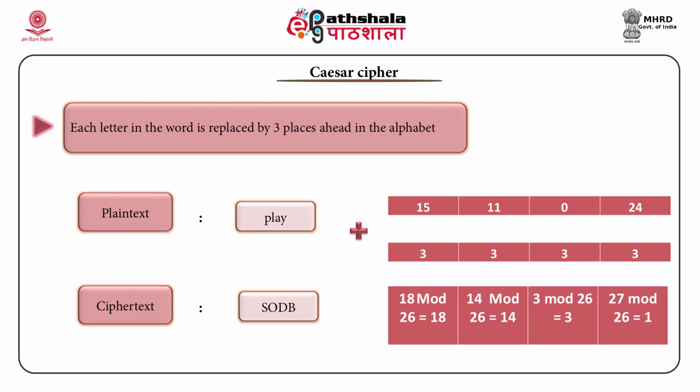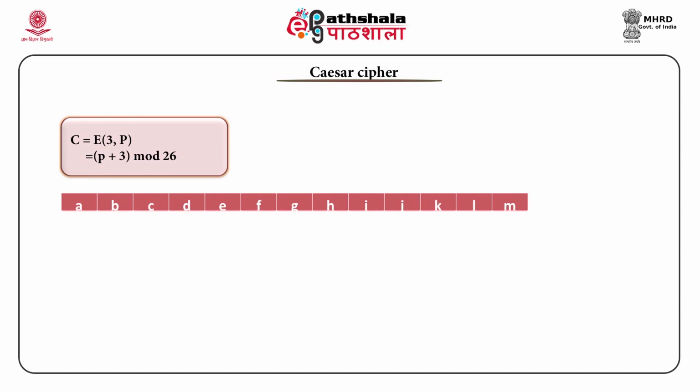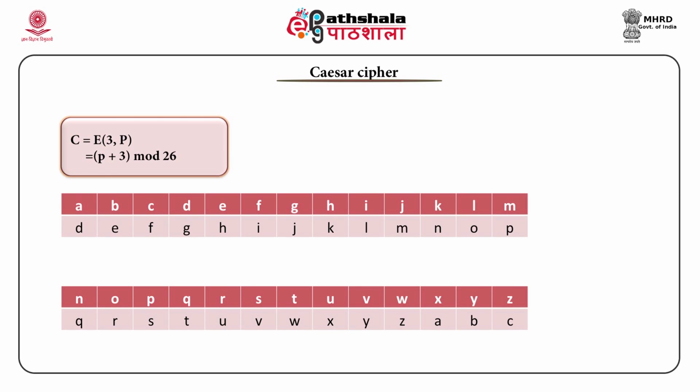So, this time it was tricky. When we had Y, we added 3 to it, it went beyond 25. So, to get back to our scheme between 0 and 25, we used modulo 26 and it comes to 1. So, Caesar cipher is represented as C = E(K, P). This time we have used the key to be 3.